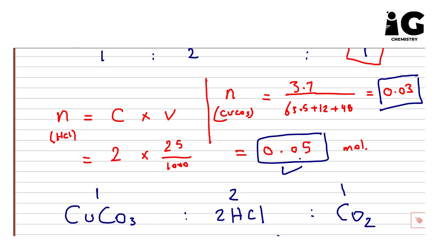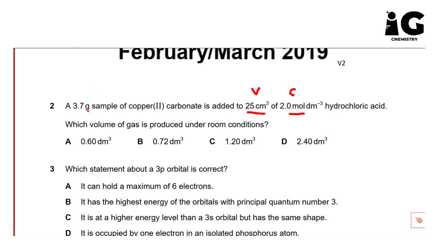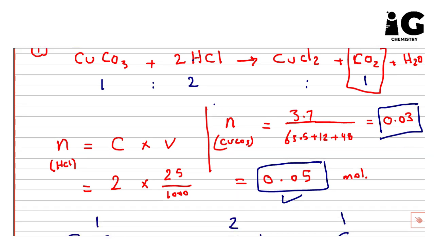Then we need to calculate number of moles of copper carbonate. Here we have the mass of copper carbonate, 3.7, and we can calculate the Mr, the molecular mass. So number of moles equals 3.7, which is the given mass, divided by Mr. The total is going to be 0.03. So this is the number of moles of copper carbonate. Let's come back to the stoichiometry. Here this is 1 to 2.